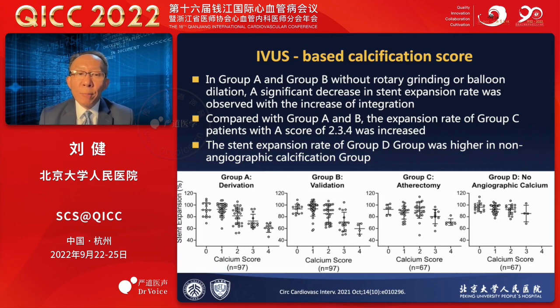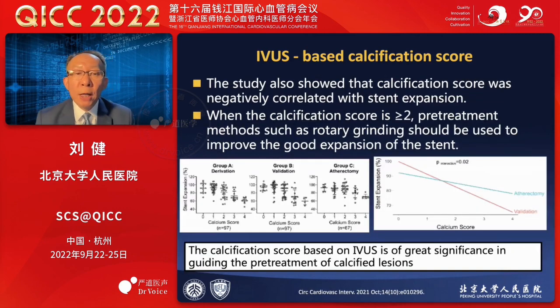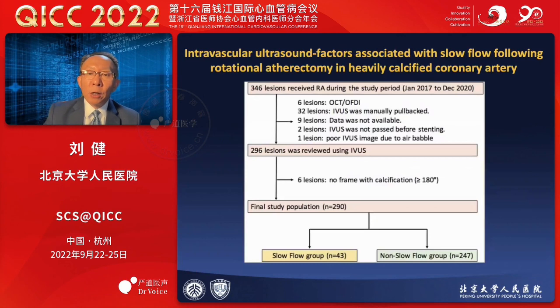And then for group A and B, and then for group C, the calcification score is much higher. And then for group D, after the treatment, it may have a better apposition. So it means that for the calcific score, it does not have a positive correlation with the stent expansion. But I think for the calcification score, if it is greater than 2, it is a possible predictor for stent underexpansion.